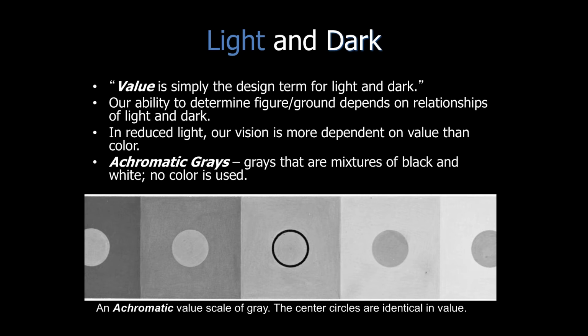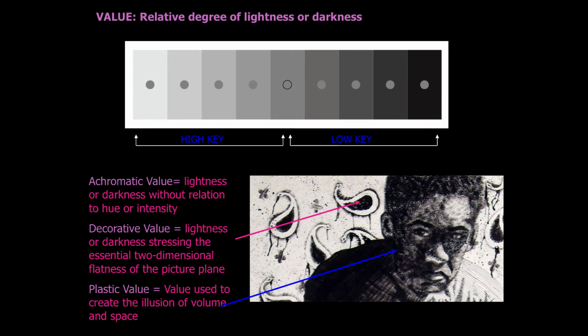Achromatic grays are grays that are a mixture of black and white with absolutely no color. So the scale that we're looking at down here below is all achromatic grays. There's absolutely no color to them. So the relative degree of lightness and darkness. So here's a 9-step value scale.